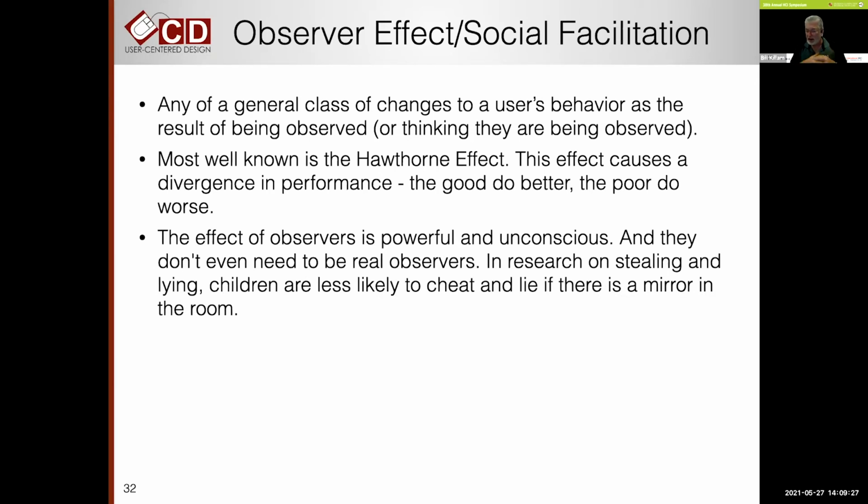What's interesting is that even the illusion of being observed has an effect. And so as a researcher, this is one of the studies: if you put a mirror in a room and you put a marshmallow in front of a child and tell them not to eat it, they're less likely to eat that marshmallow if there's a mirror in the room and they're aware of themselves watching themselves.